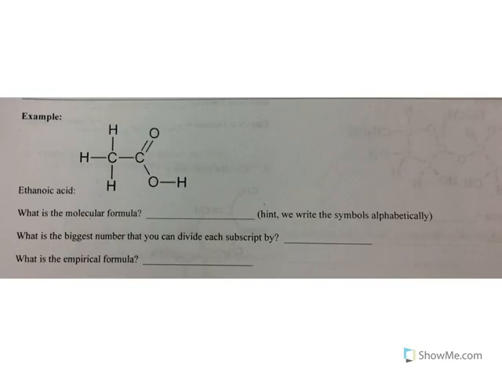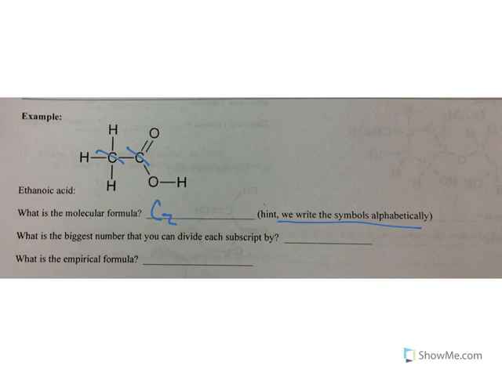So on your assignment for today, we're going to give you some pictures of some very complex molecules. And what I want you guys to do is figure out the molecular formula and then reduce that down to the empirical formula. So let's do one of those together. Here's the example off of your worksheet for today. It's asking first for the molecular formula, and it says, hint, we write the symbols alphabetically. So the first one we want to start with is carbon, because C comes before H, which comes before O. We're just going to go up here and count them. We've got 1, 2 carbons, so this is C2.